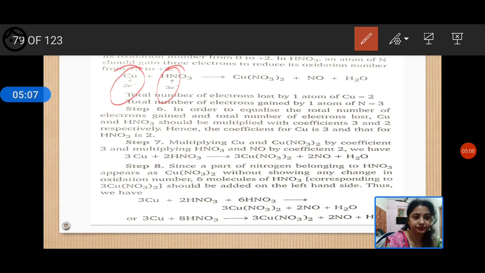Now see here the reaction. 3 is here. We are multiplying the coefficient of copper with 3. 2 is here. Wherever the nitrogen is, we are multiplying it with 2. Okay, clear?